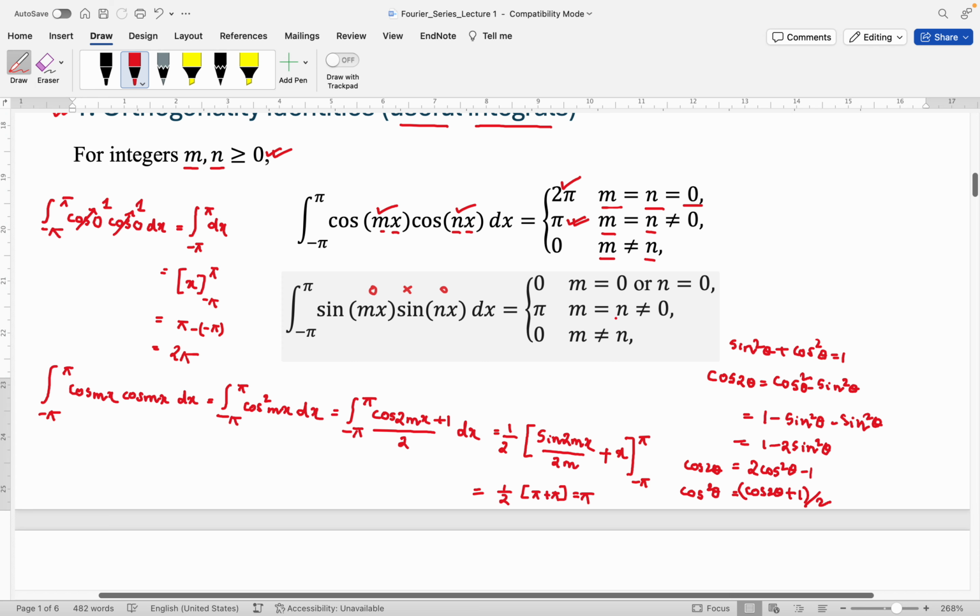And if m and n are equal but not equal to 0, then you can consider again the same formula, sine square and so on, you can do it, and then you will get it to be pi.